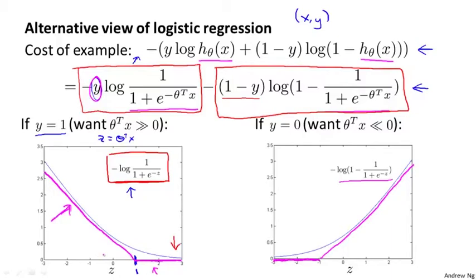So let me give these two functions names. This function on the left, I'm going to call cost subscript 1 of z, and this function on the right, I'm going to call cost subscript 0 of z. And the subscript just refers to the cost corresponding to when y is equal to 1 versus when y is equal to 0. Armed with these definitions, we're now ready to build the support vector machine.